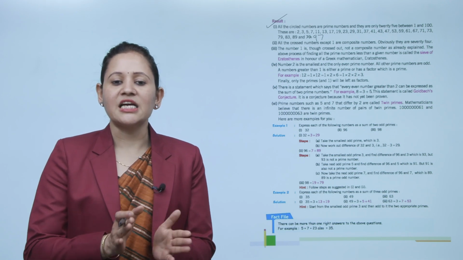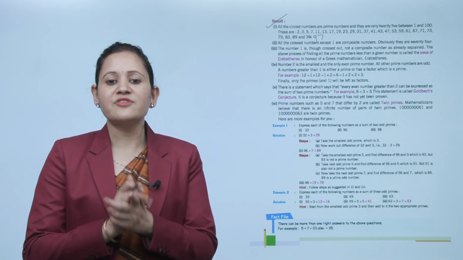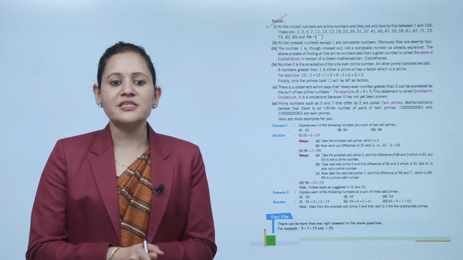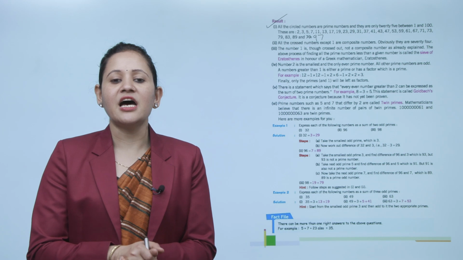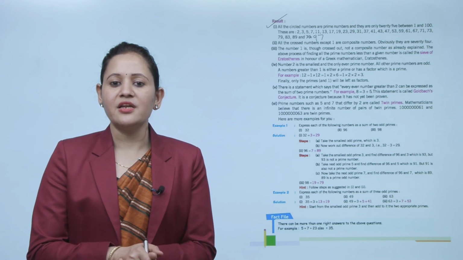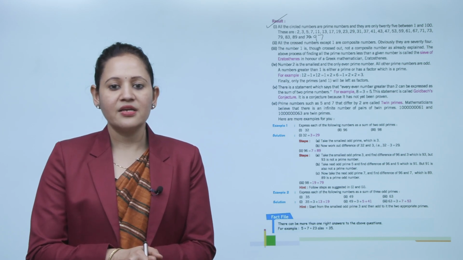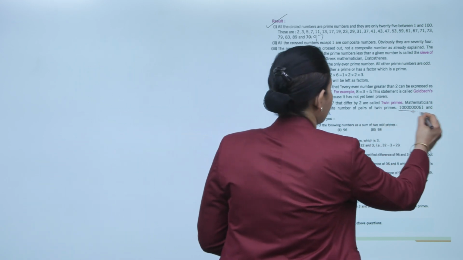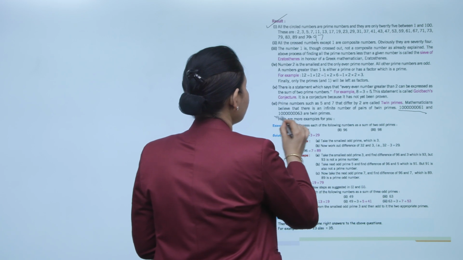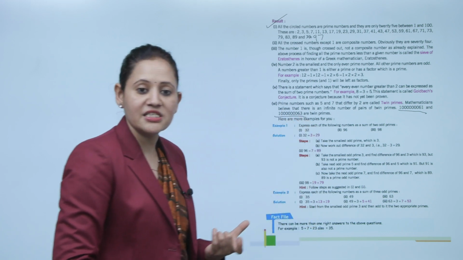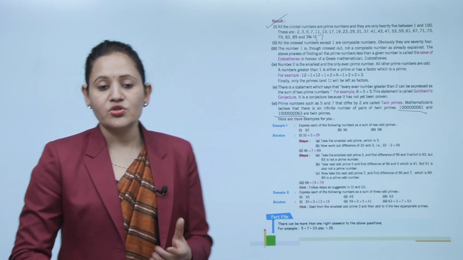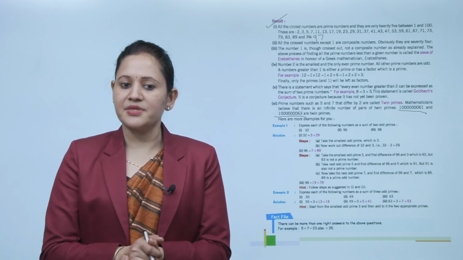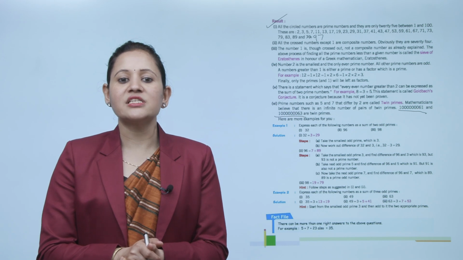Prime numbers such as 5 and 7 that differ by 2 are called twin prime numbers. Mathematicians believe that there are an infinite number of pairs of twin primes. Like here, these two numbers are twin prime numbers because their difference is 2. So all these prime numbers whose difference is 2 are called twin prime numbers. Clear? Here are more examples for you.